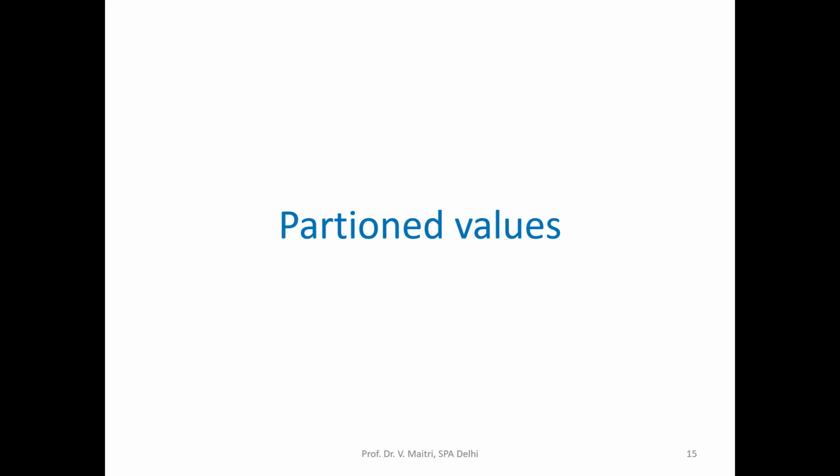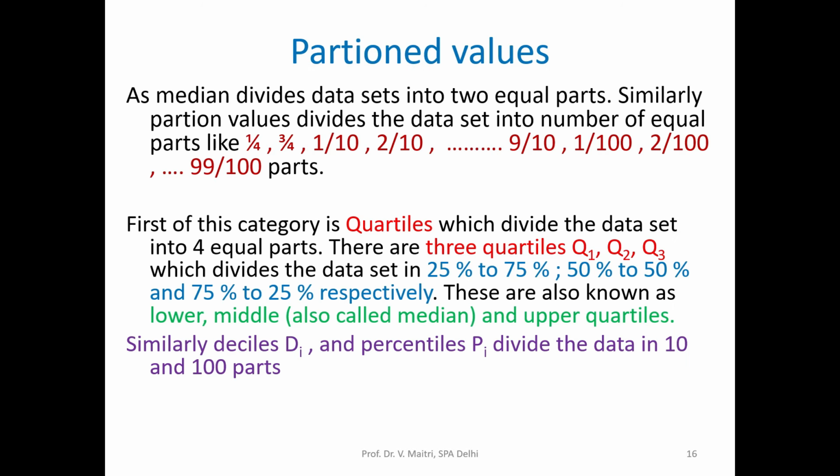Now there is an extension of the median, that is partition values. The median divides the whole population into 2 equal parts. Partition values divide the whole data into several parts. They can divide the data into 1 by 4, 50%, and 3 by 4, or into 1 by 10, 2 by 10, up to 9 by 10, or in the ratio 1 by 100, 2 by 100, up to 99 by 100 parts.